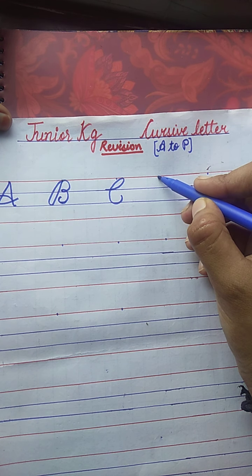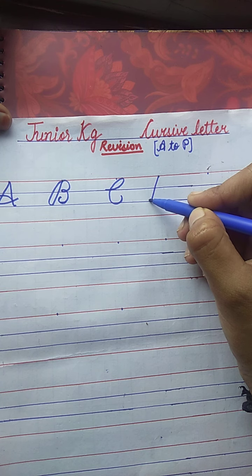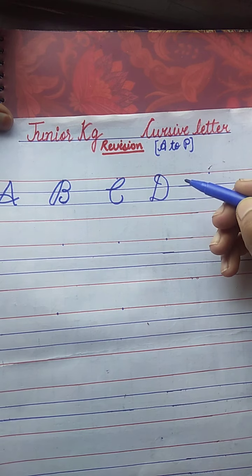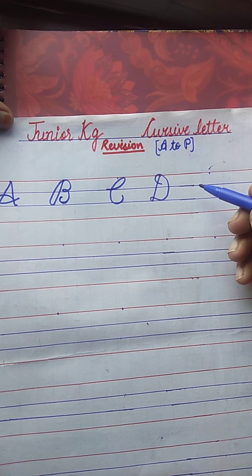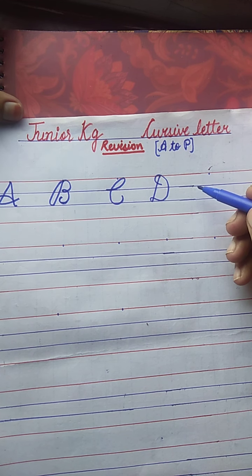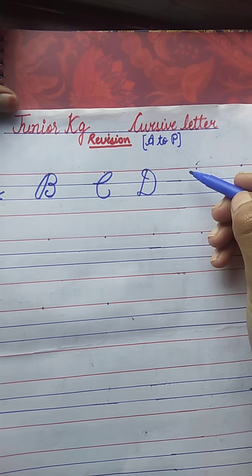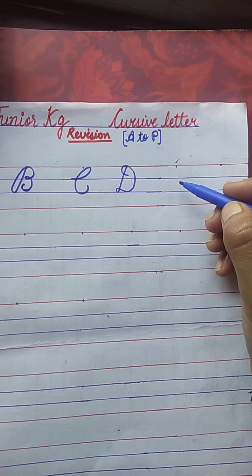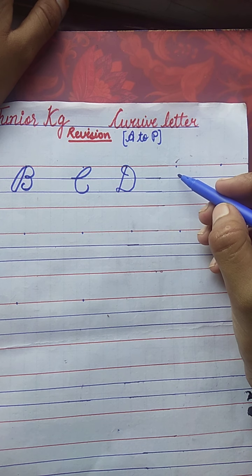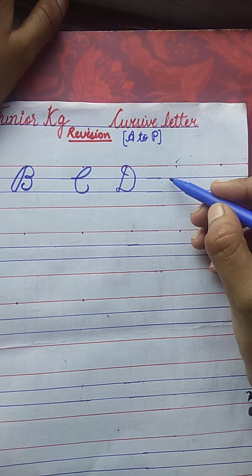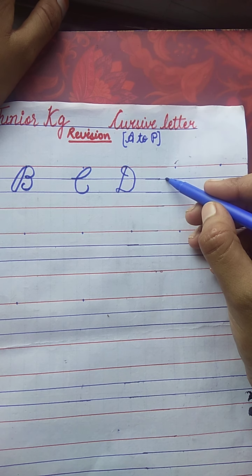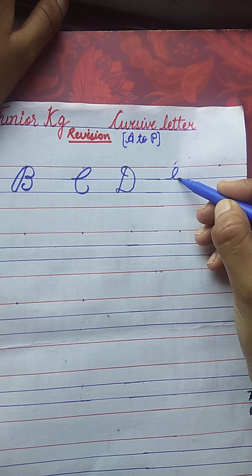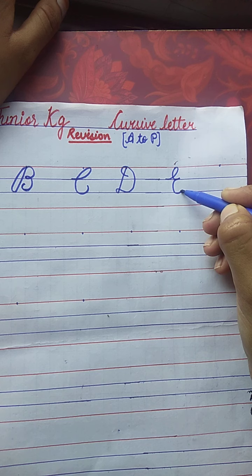Put your pencil on a dot, draw a slanting line, a loop, then a semicircle. This is a letter D. D for duck. What is the spelling of duck? D-U-C-K. Duck. Now the next letter is E.